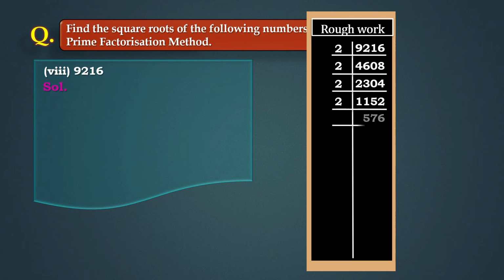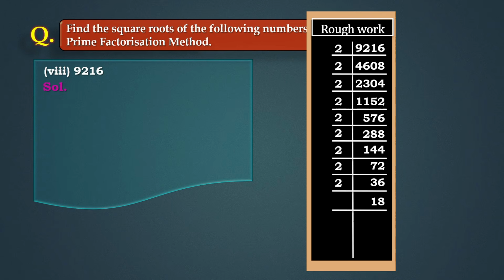1152 divided by 2 gives 576. 576 divided by 2 gives 288. 288 divided by 2 gives 144. 144 divided by 2 gives 72. 72 divided by 2 gives 36. 36 divided by 2 gives 18. 18 divided by 2 gives 9. Now, 9 is not divisible by 2, so we divide by 3. 9 divided by 3 gives 3. 3 divided by 3 gives 1.